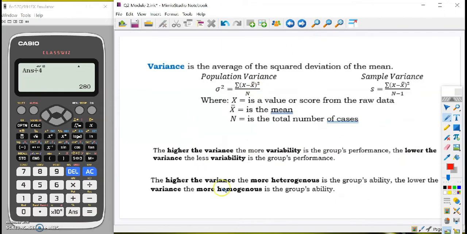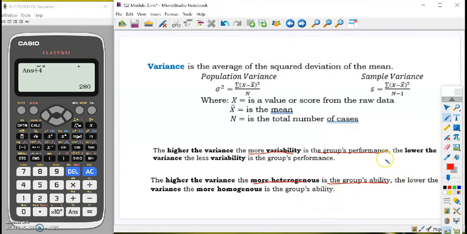The variance actually tells us that if we have a higher variance, there will be more variability in the group's performance. It also tells us that when the variance is high, the more heterogeneous is the group's ability, just like the one in the mean absolute deviation. Remember, it's also a deviation, but it's the square deviation. So the variance is the average of the square deviation. So that's why it actually tests the same thing, no?